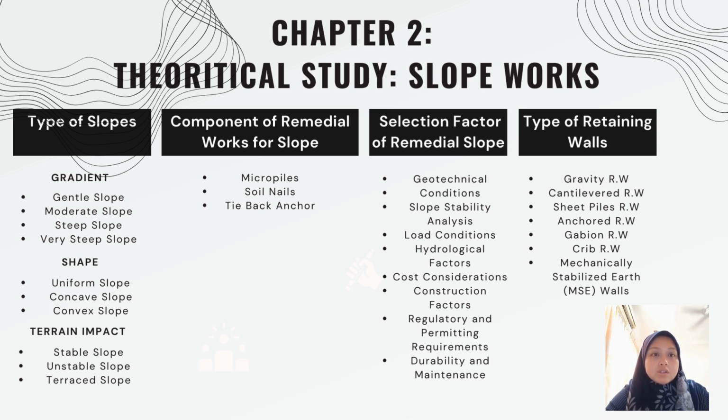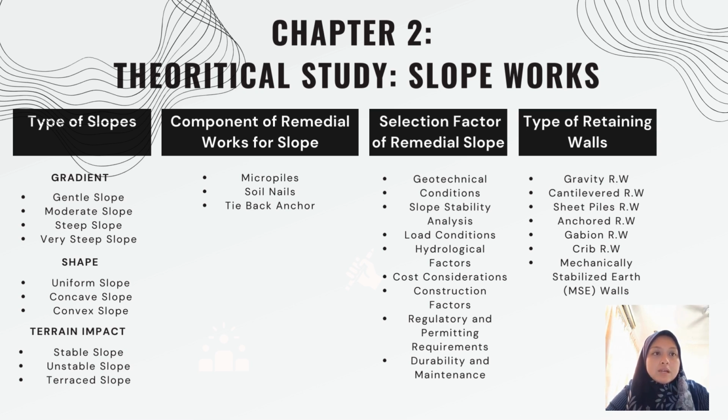There are three types of slopes, which are based on gradient, shape, and terrain impact. For the gradient, we have four types: gentle slope, moderate slope, steep slope, and very steep slope. For the gentle slope, the gradient is from 0 until 5%, moderate slope 5 to 15%, steep slope 15 to 30%, and very steep slope is over 30%.